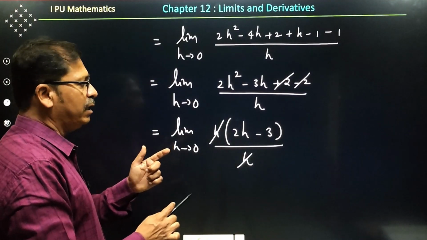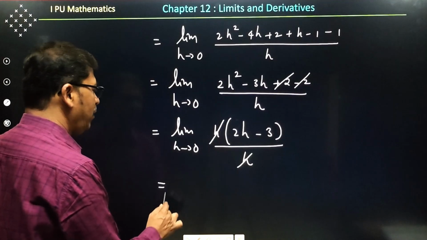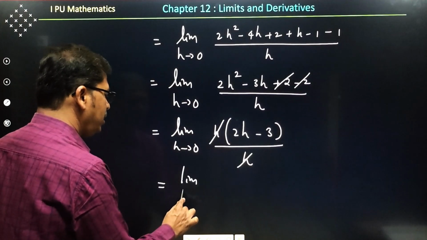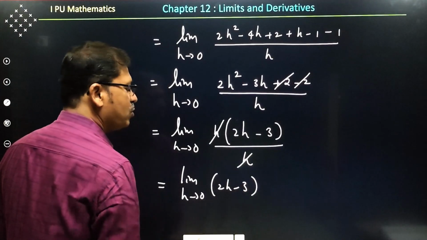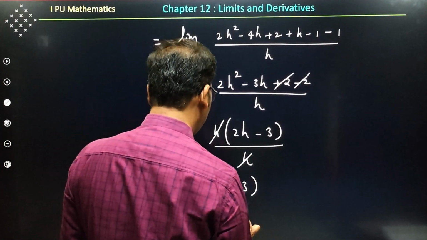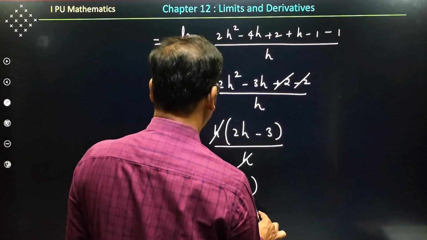The factor leading to the indeterminate form is gone. Evaluate now. Limit h tends to 0, 2h minus 3. So this is equal to, h is tending to 0.